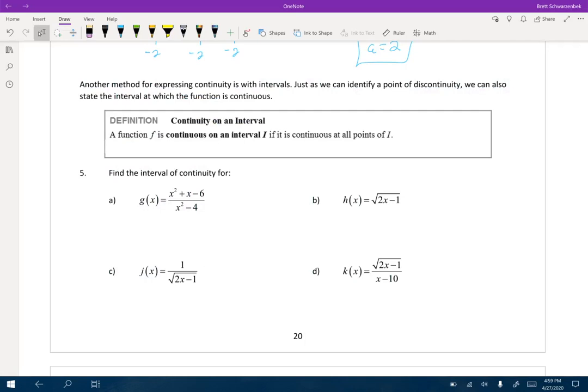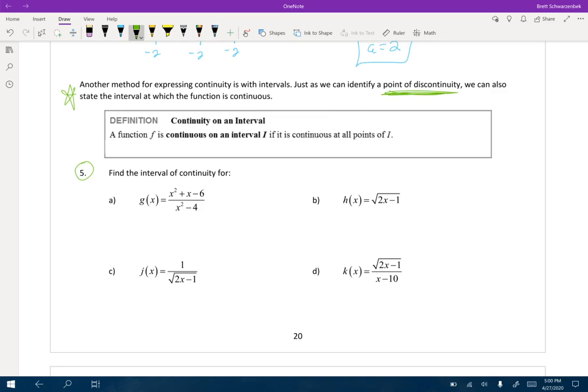So at the bottom here, it says another method for expressing continuity is with intervals. Just as we identify a point of discontinuity, we can also state the interval at which the function is continuous. Essentially, for number 5 here, it says find the interval of continuity for all of these functions. So what are you doing? In interval notation, I need you to express wherever this function is continuous. So what are you basically leaving out? You're leaving out all points of discontinuity in the interval.